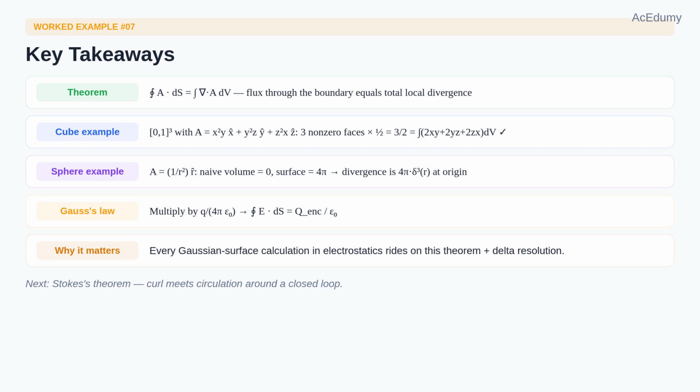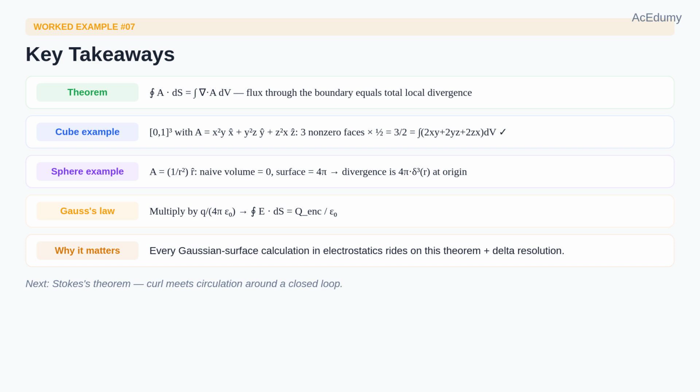Every Gauss surface problem we will see, cylindrical shell, charge plane, coaxial cable, rides on this theorem. Instead of integrating flux head-on, we choose a surface matched to the symmetry, make the integral trivial, and tie the result to the enclosed charge. The whole trick is the reward of the divergence theorem.